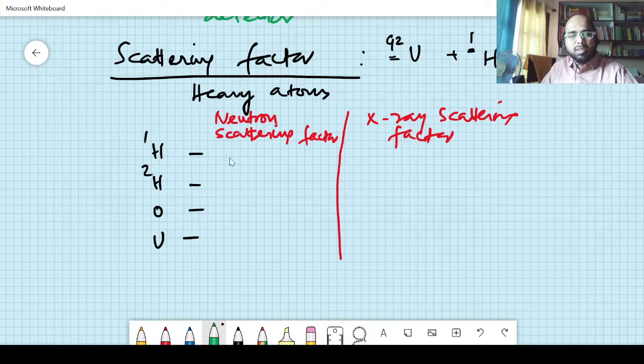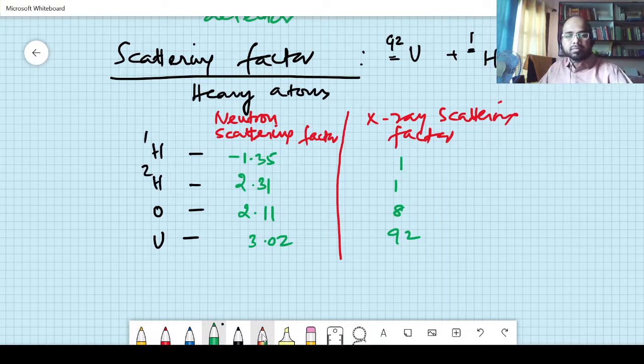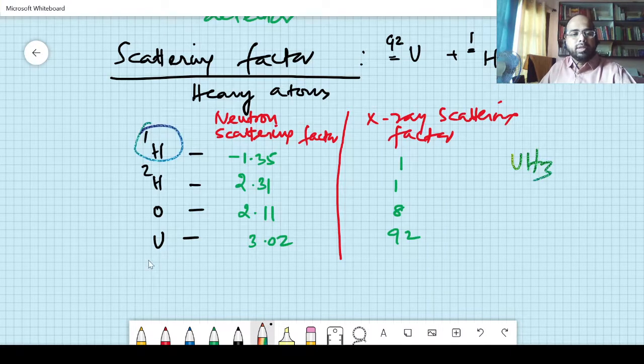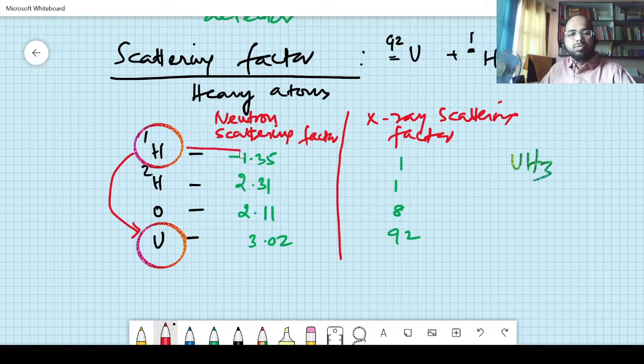It comes to about minus 1.35 for this. This one is 1. This is 2.31, and this one is 1, 2.11. This one is 8, and here you have 3.02, and here you have 92. Okay, you can look at this. If you have a compound like UH3, U and H are involved. And if you look for X-rays, it is 1 and 92.